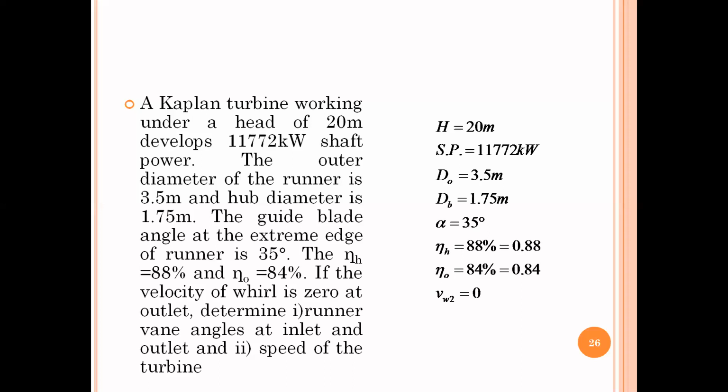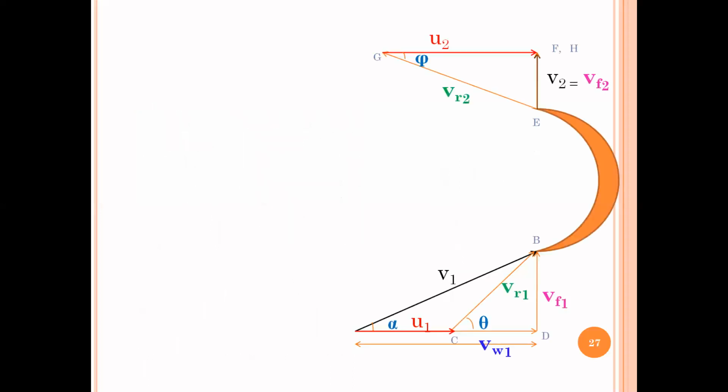There is no speed ratio, flow ratio. So we'll start with the velocity triangle at inlet and outlet. Here they've asked you to find the value of theta, and they've also asked you to find the value of phi. And they've asked to find the speed of the turbine in RPM, that is your N value.